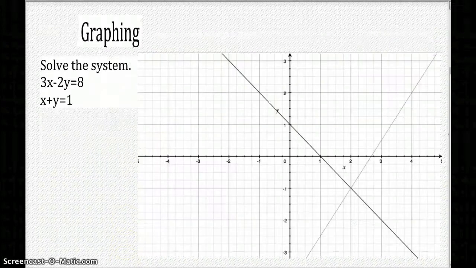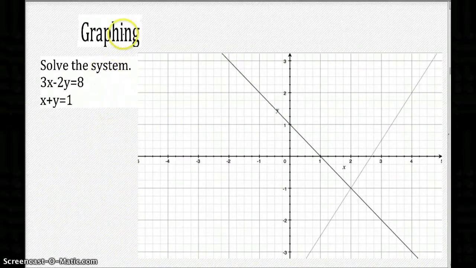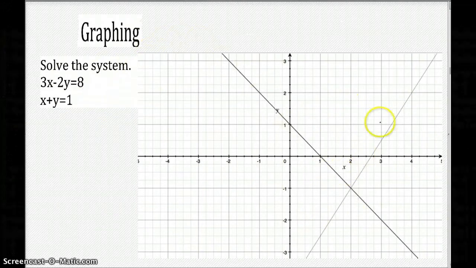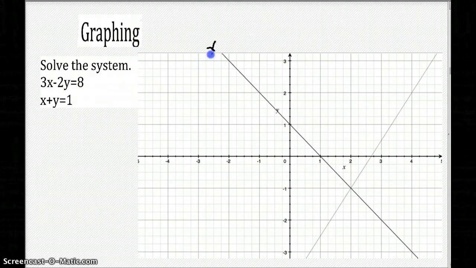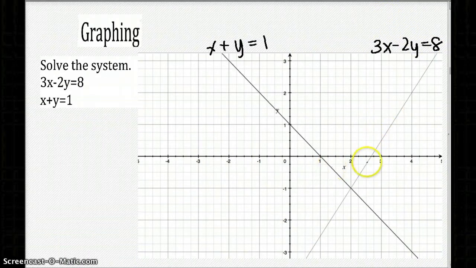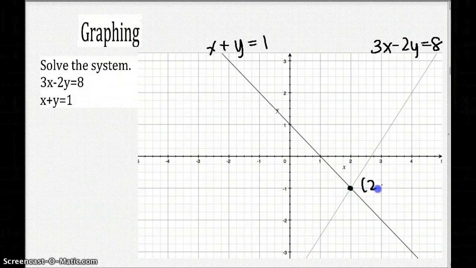First we'll start with graphing. We're going to use the graphing method to solve this system. I graphed both of the equations here. This is x plus y equals 1, and this line is 3x minus 2y equals 8. We're just going to look for the intersection point visually, and it's right here at (2, -1). So basically that's our solution.